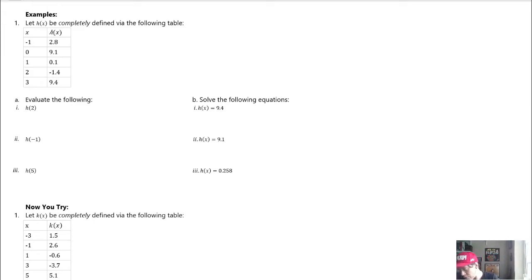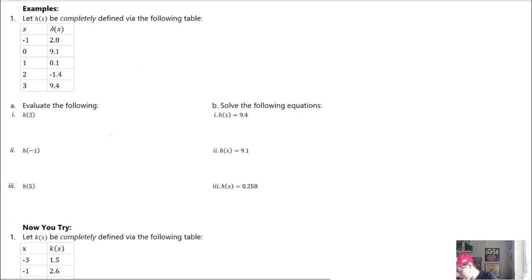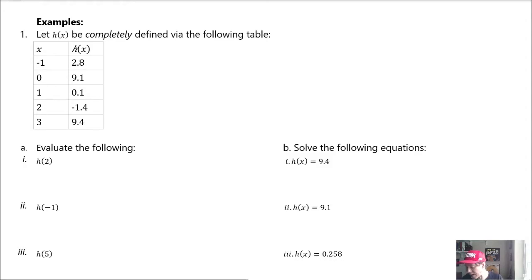So this is pretty straightforward here. Let's look at this first example, number 1. Let h of x be completely defined via the following table. So the way this works is the first column is our input values, our x values, and h of x is our output values. It's not said that the output variable is y, but that's usually what we use here. So we'll say that this second column is h of x equals the output value, the y value. So if x is -1 in this first row here, then the output is 2.8.